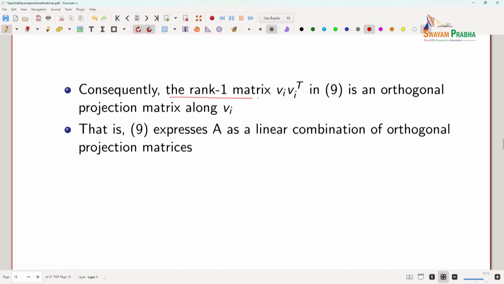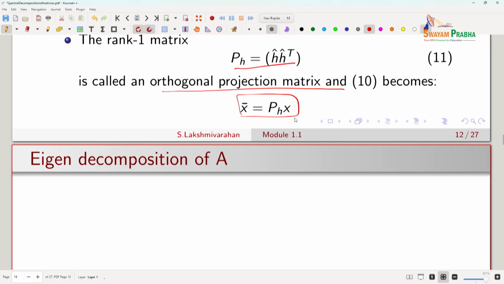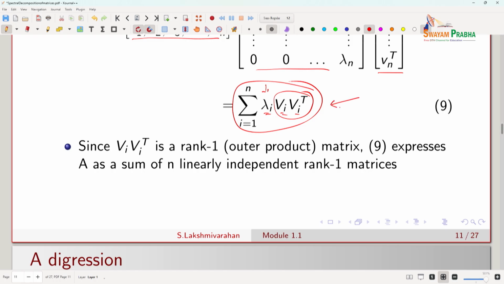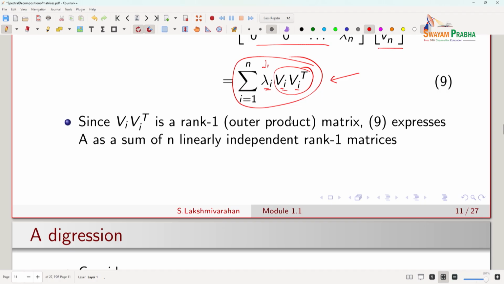Consequently, the rank 1 matrices V_i V_i transpose are orthogonal projection matrices along V_i. In analogy with H, the V_i's are already orthonormal, so each V_i V_i transpose is a rank 1 matrix. That is, 9 expresses A as a linear combination of orthogonal projection matrices. Let us look at that now. This is the sum of n distinct orthogonal projection matrices.